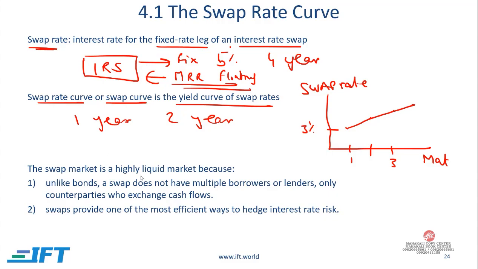The swap market is a highly liquid market for two major reasons. The first is that unlike bonds, a swap does not have multiple borrowers or lenders, but swaps have counterparties who exchange cash flows. So we can have many more counterparties interested in exchanging cash flows relative to actual lenders and borrowers. And because of this, the swap market is more liquid than the bond market. Also, swaps provide one of the most efficient ways to hedge interest rate risk. So for these reasons, the swap market is relatively liquid.